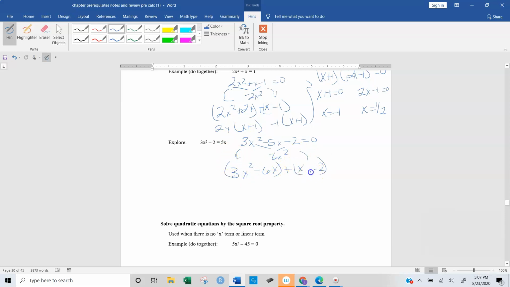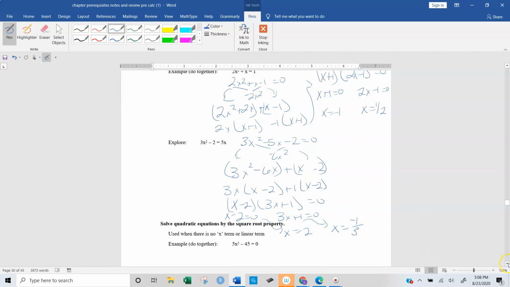Group them together. Take out what they have in common. And remember, this here has nothing in common, but technically that's a 1. You don't need to write that, but if it helps you, please do so. So x minus 2, 3x plus 1 equals 0. Set them both equal to 0. So x minus 2 equals 0. 3x plus 1 equals 0. So this means right here that x is equal to 2. And this one means that x is equal to, subtract your 1 and divide by your 3, negative 1/3.